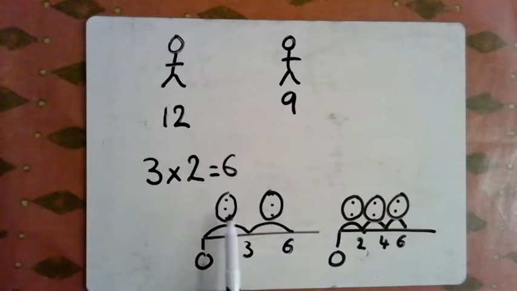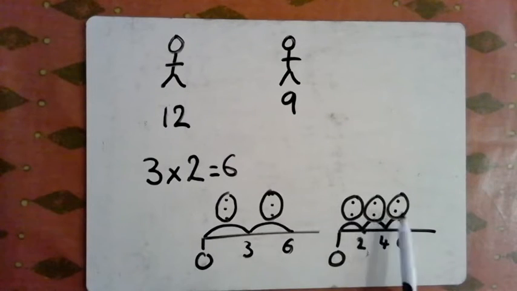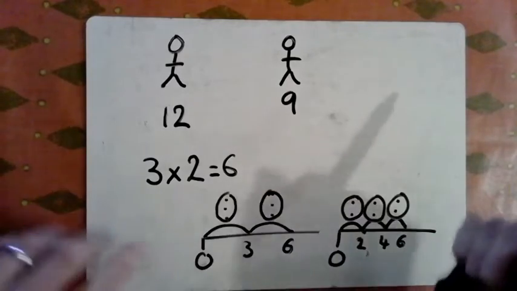So we know that the group sizes that we have are always going to be the same in our multiplying. Here we've got 3 and 3. They're both the same, so we multiply it. Here we've got 2, 2, 2. They're both the same, so we can multiply it.